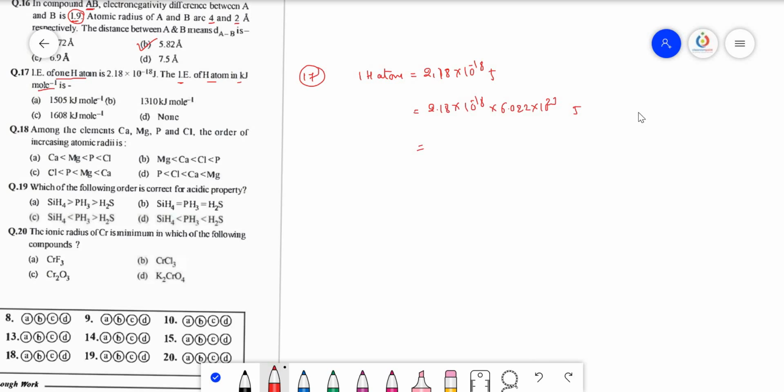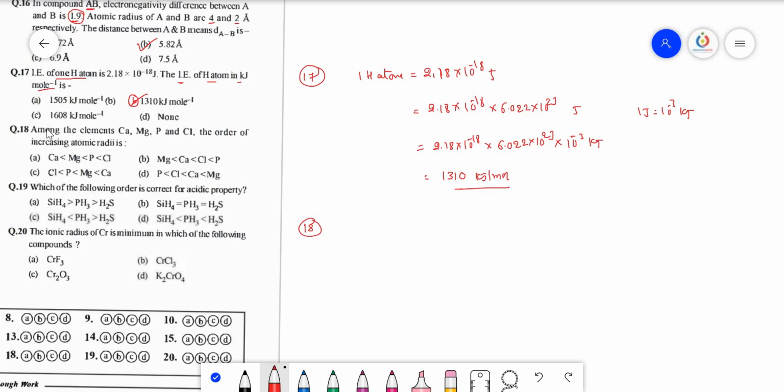But you want to get it in kilojoules. 1 joule equals 10 power minus 3 kilojoules. So 2.18 times 10 power minus 18, times 6.022 times 10 power 23, times 10 power minus 3 kilojoules. If you solve all this, the answer will be 1310 kilojoules per mole. So here option B is correct.